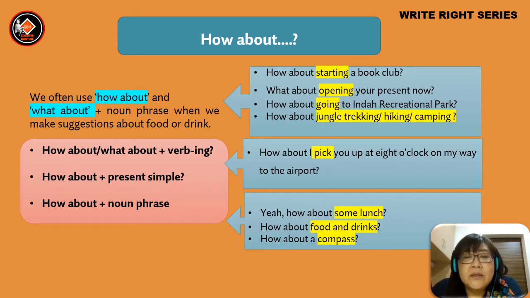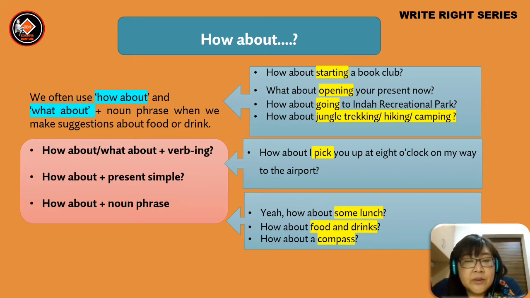Let's look at the sentences. How about starting a book club? What about opening your present now? What about going to Indah Recreational Park? What about jungle trekking, hiking, or what about camping? And the second structure, how about plus present simple. How about I pick you up at 8 o'clock on my way to the airport?